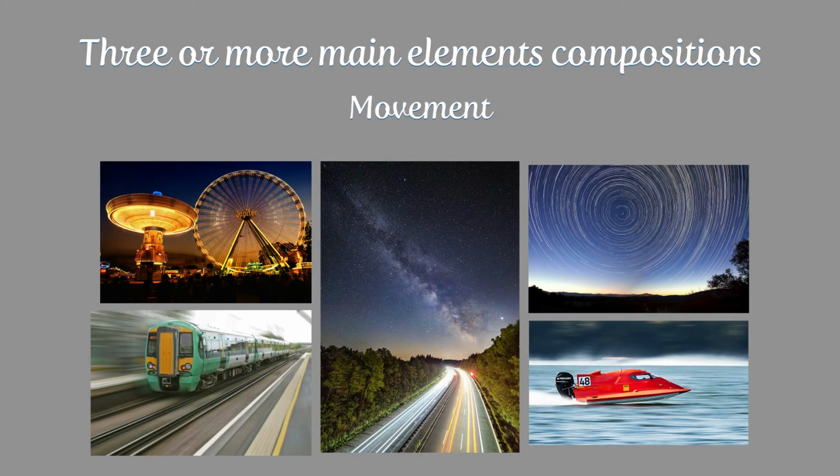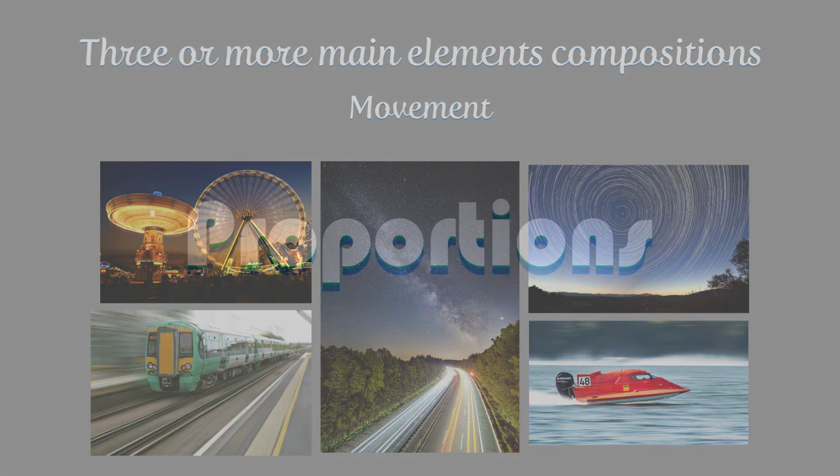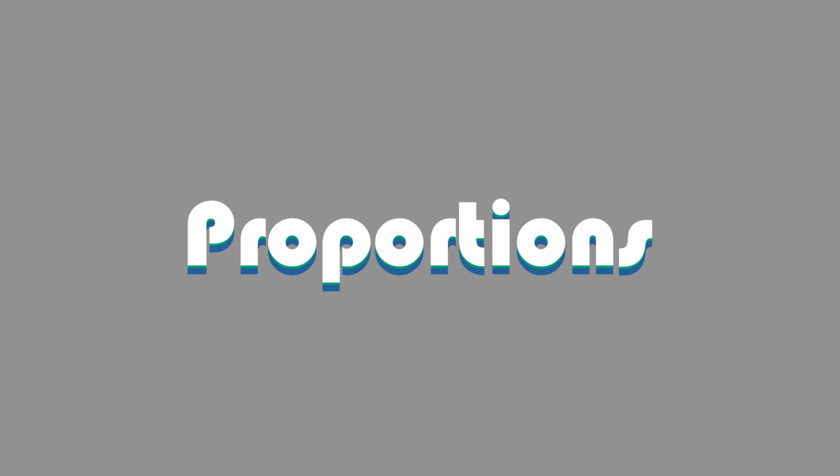Movement is also important because it allows us to highlight the element we want by differentiating it from the rest. Once the first section is finished, the second section consists of proportions, which are aspect ratios between height and width.